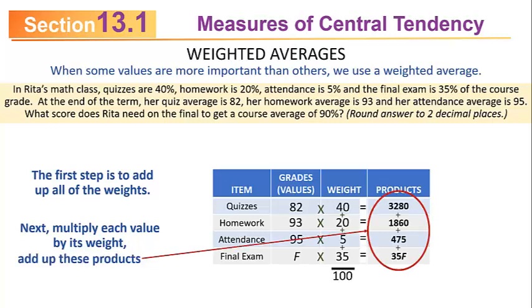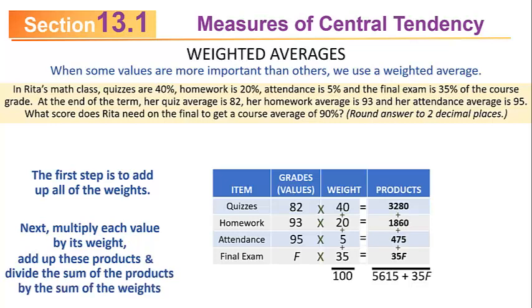Next, I want to add up those products. So if you add up 3,280, 1,860, 475, and 35F, you get 5,615 plus 35F. Now the last step in doing a weighted average is to divide the sum of the products by the sum of the weights. In other words, the number at the bottom of the last column divided by the number at the bottom of the next to last column.